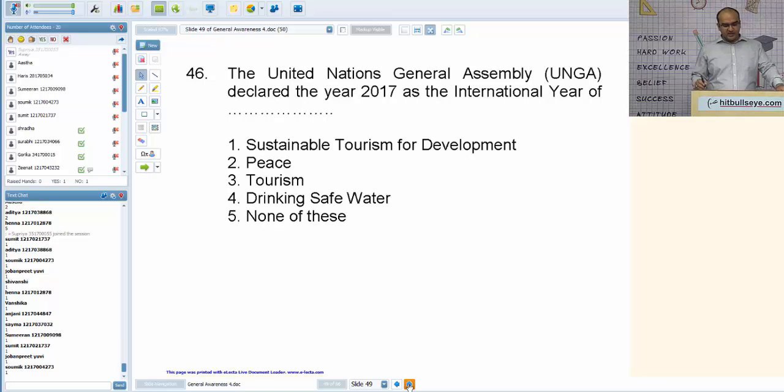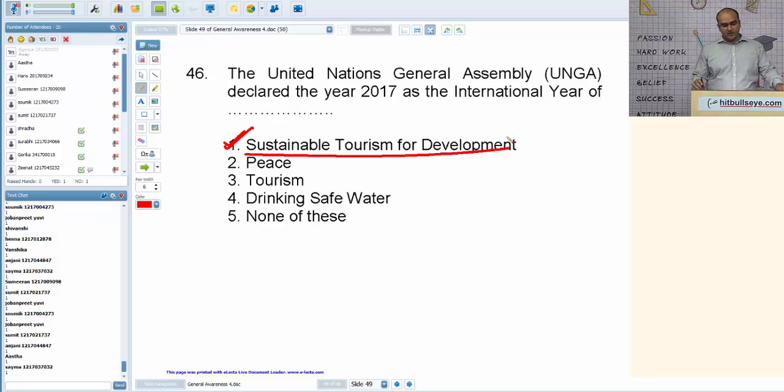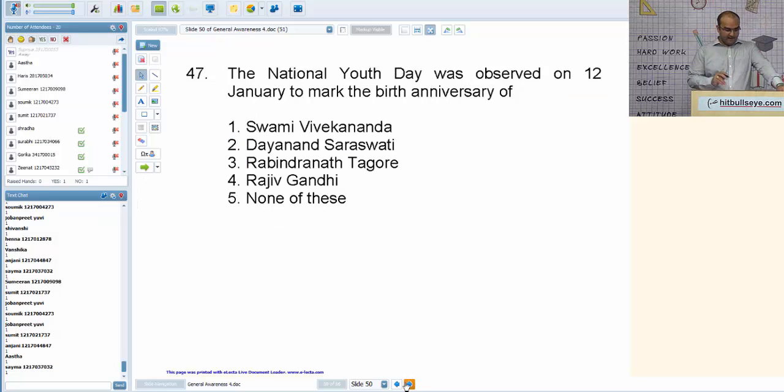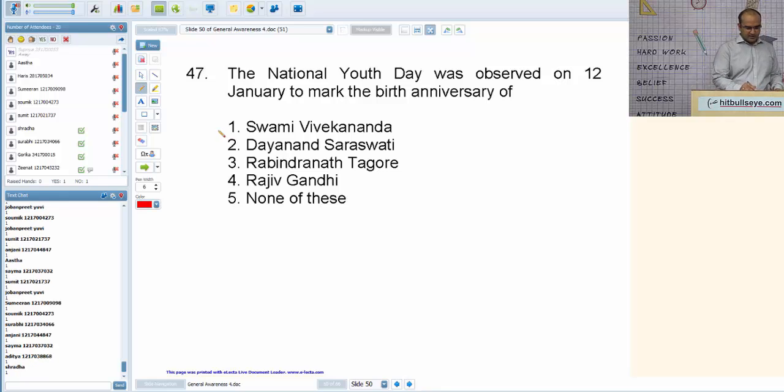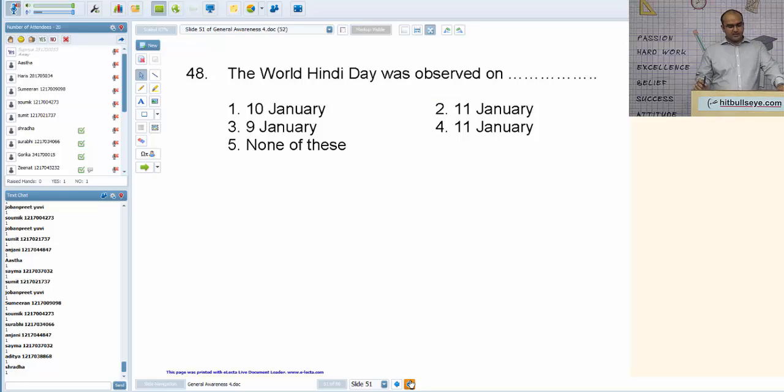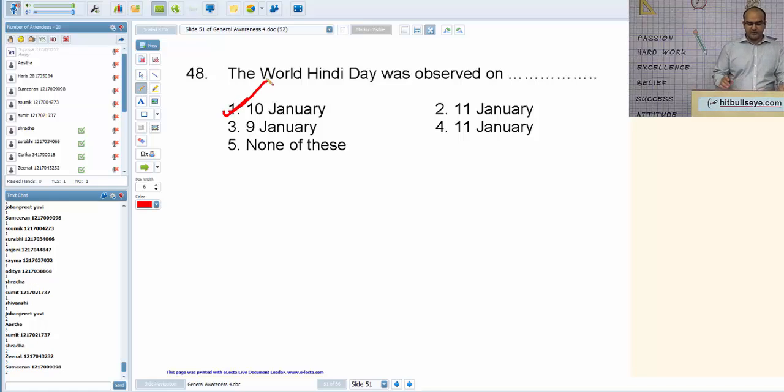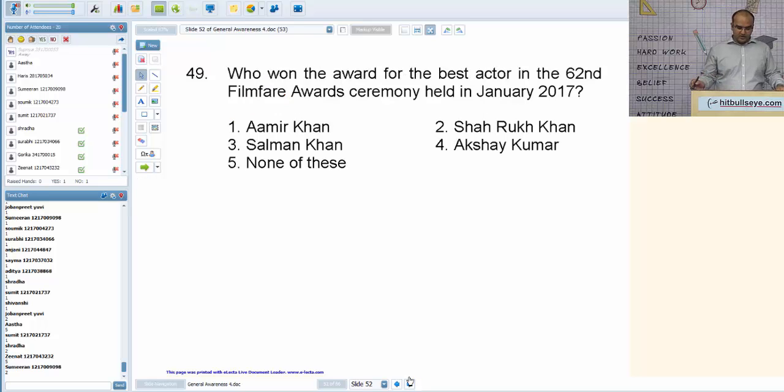Next, the United Nations General Assembly, UNGA, declared the year 2017 as the International Year of, you have the right answer, Sustainable Tourism for Development. Next, the National Youth Day was observed on 12th January to mark the birth anniversary of, again a fairly simple question, the answer is Swami Vivekananda. Next, the World Hindi Day is observed on, so the correct answer here is 10th of January. Every 10th of January, World Hindi Day is observed.